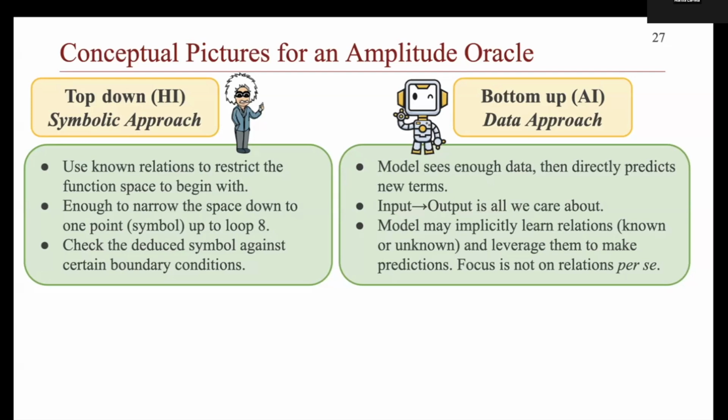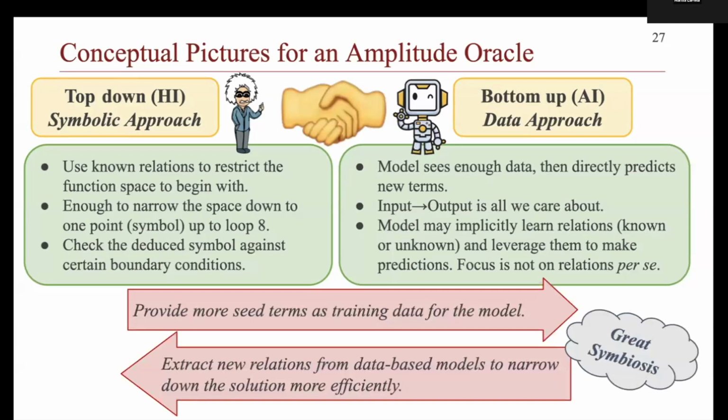Of course, a model may implicitly learn some relations, known or unknown, and the model can leverage them to make predictions, but our focus is not on the relations per se. As you can see, there is a very great collaboration happening between the human approach and the AI approach. For the human approach, once we find more C terms, we can use them as training data for the model. And on the AI side, if we can extract new relations from the data-driven model, then we can use them to narrow down the solution much more efficiently.